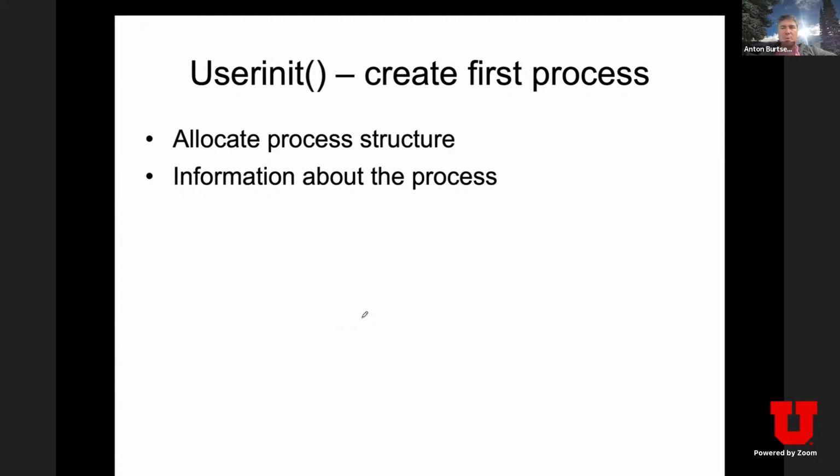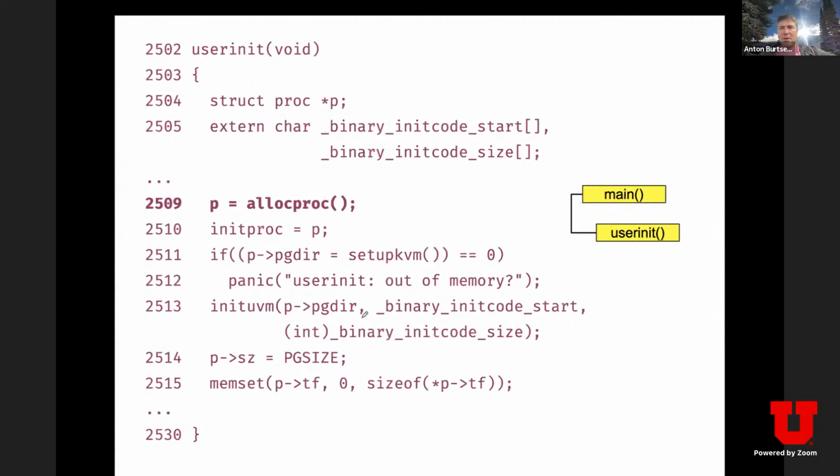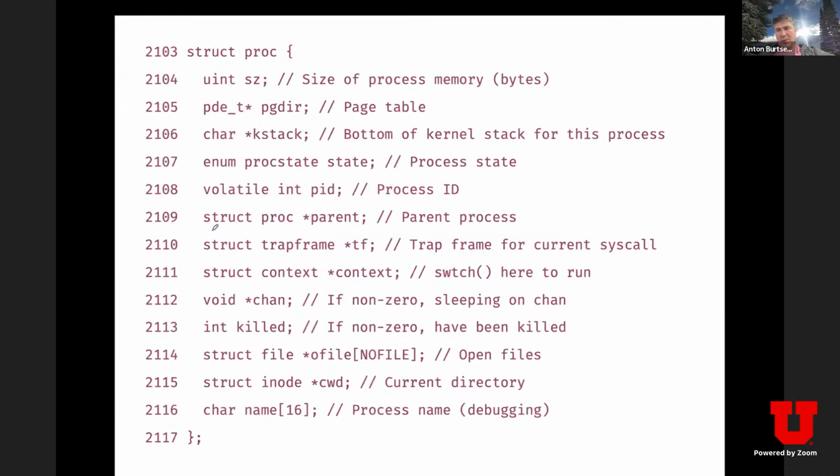But when you create a new process, you really need a process data structure. And this data structure contains information about the process, right? So when you're inside user init, you call this function allocproc, which returns you a pointer to the new process data structure. And remember I told you, if someone asks you on a job interview, what is a process? Just quickly look at this slide and you will answer this question, because it contains all the information.